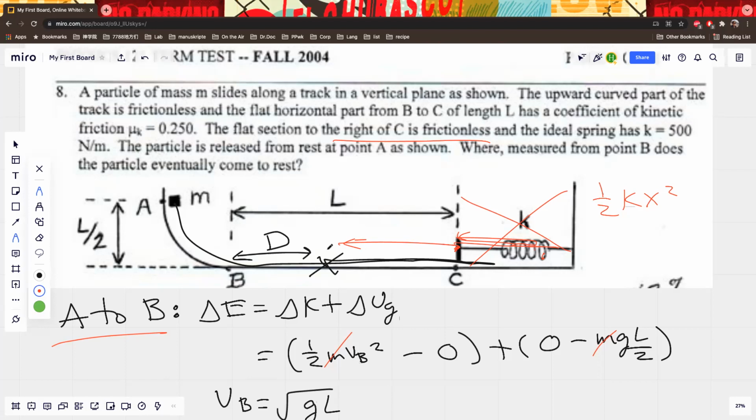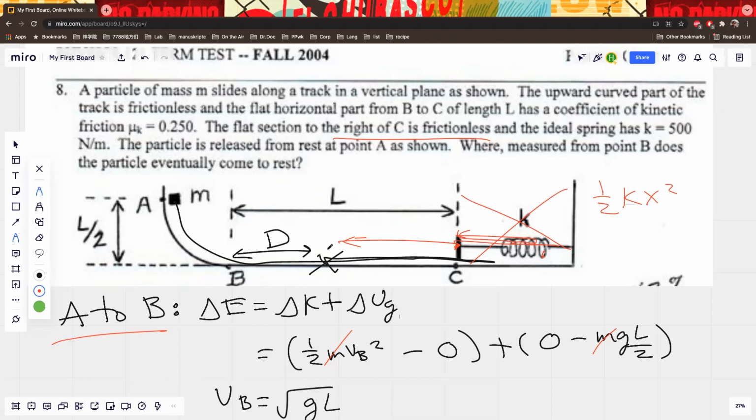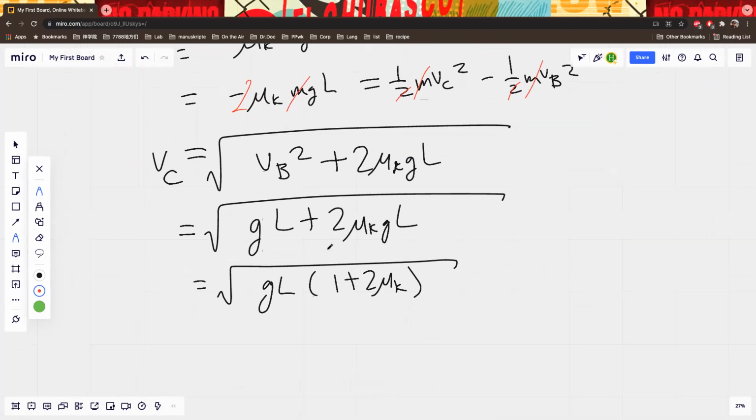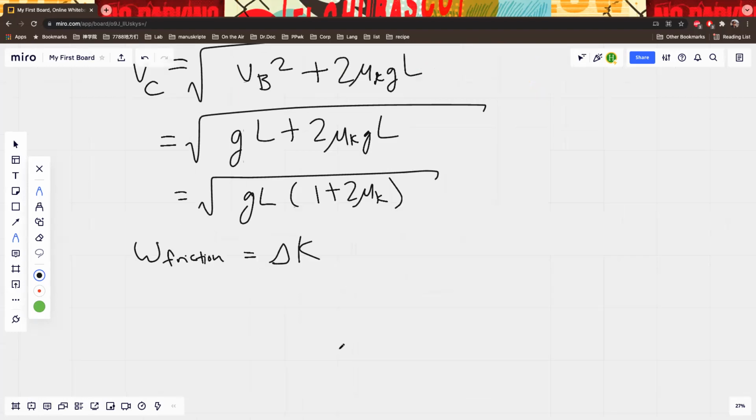So what we do is what we did before. But this time the initial speed is the speed at C we calculated, and then the final speed is 0. Okay, so we do work due to friction equals delta K. So that's going to be final kinetic energy 0, initial kinetic energy is half m, and then this thing, GL times 1 plus 2 mu K.